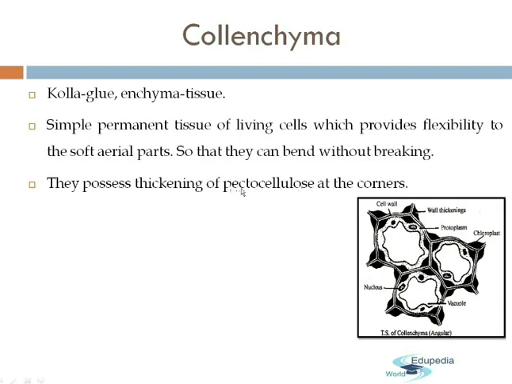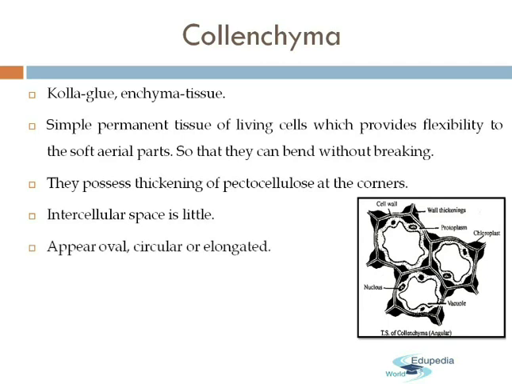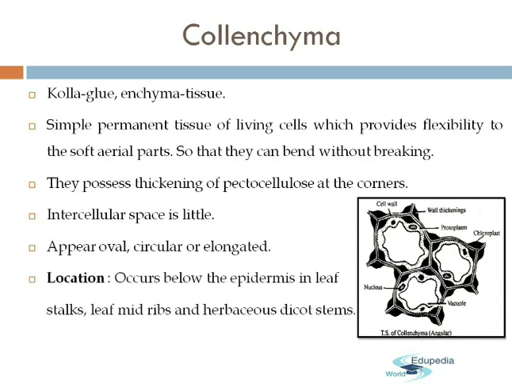These collenchyma cells have a thickening at the corners. Now this thickening is made up of pectocellulose. I again repeat, it is pectocellulose, a complex type of cellulose, and this pectocellulose is a characteristic feature of collenchyma. The intercellular spaces are little as compared to the parenchymatous cells. So due to the thickening, they appear oval, circular, or elongated.